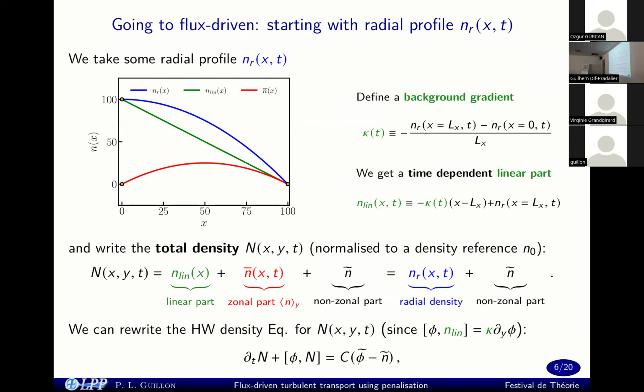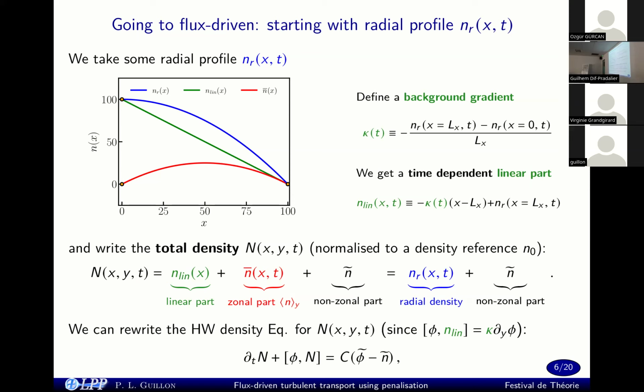Now let's go to the flux-driven system, where the mean gradient of the profile will self-consistently evolve due to the turbulence. So if we take some given radial profile here in blue, which depends now on time, we can still define a background gradient by taking the mean slope of the profile between the two edges. And that way we get a linear part here in the green, where the mean gradient will not depend on time, because if the radial profile collapses like that, the kappa will decrease.